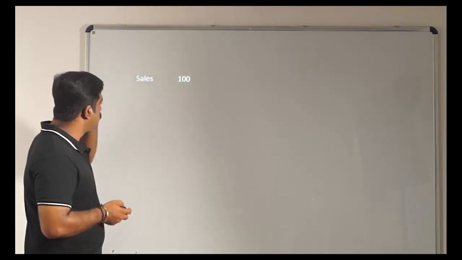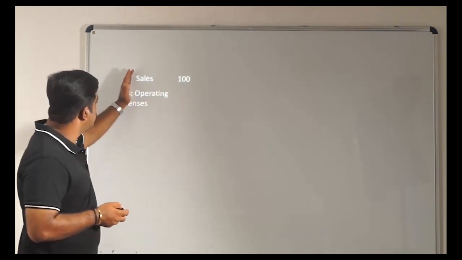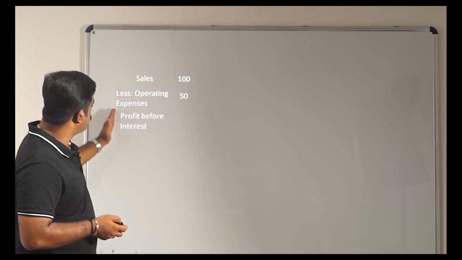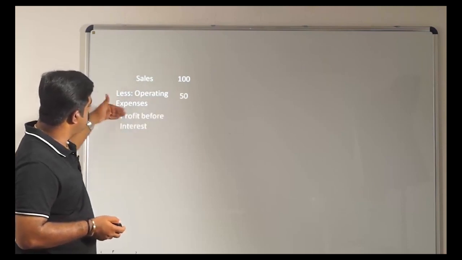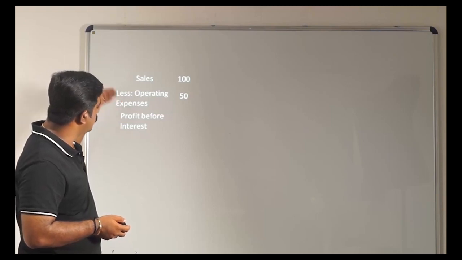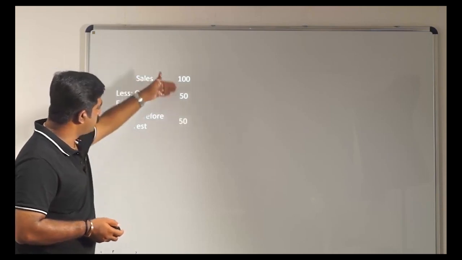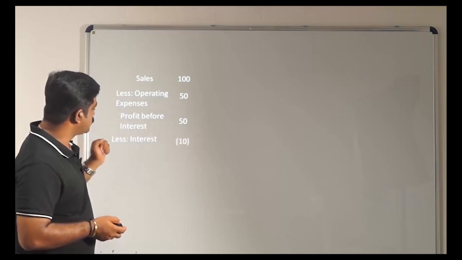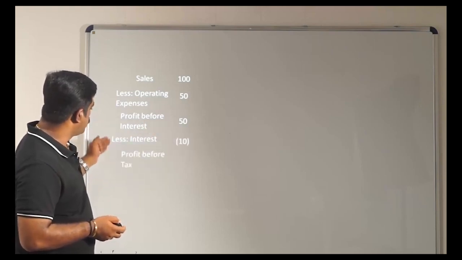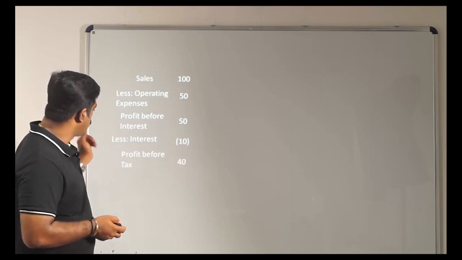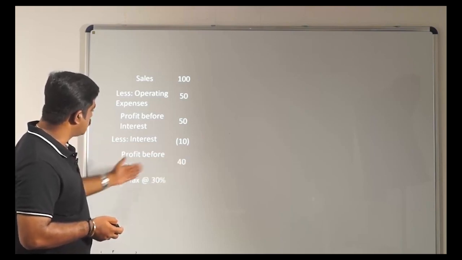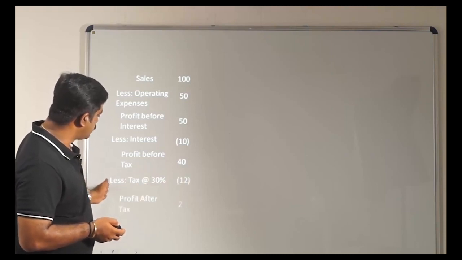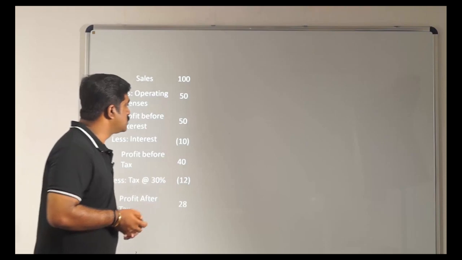Now here some numbers we have. Let's see. Sales 100 less operating expenses of 50. Then we have profit before interest, because this operating expense does not include interest, so it is 100 minus 50, 50 less interest. Let's say interest is 10, so profit before taxes is 40. 40, let's say tax is 30%, so 40 into 30% we have 12. So profit after tax is 40 minus 12, that is 28.